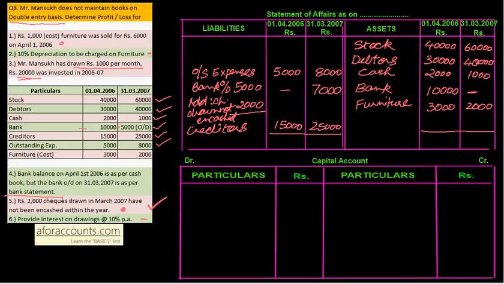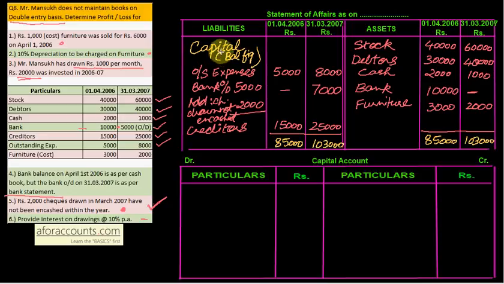Okay, quickly take up the totals. 40, 32, 10, 3 comes up to 85,000. Here also 85,000. 60,000, 40,000, 1,000, 2,000 comes up to 1,03,000. Okay, now what will the balancing figure be? Why are you making the statement of affairs? To find the capital, the opening capital and the closing capital. Capital is your balancing figure.